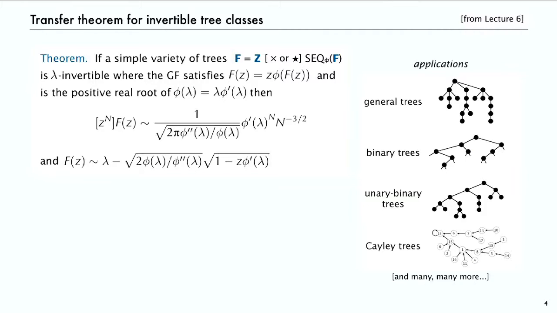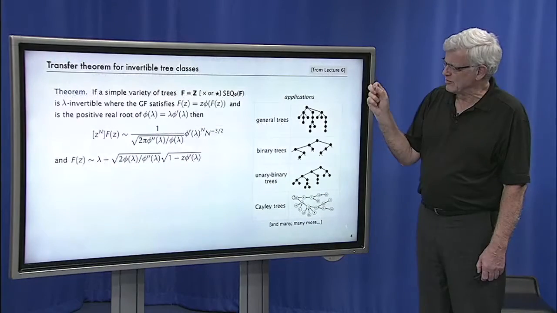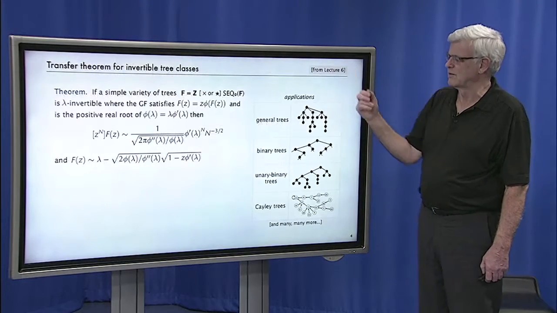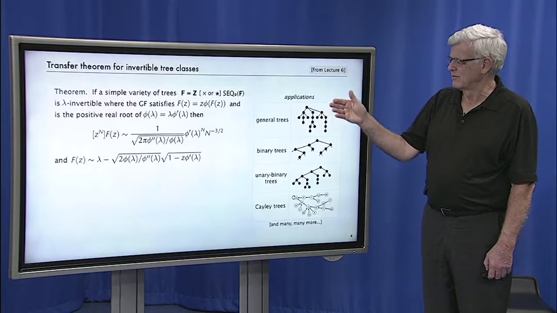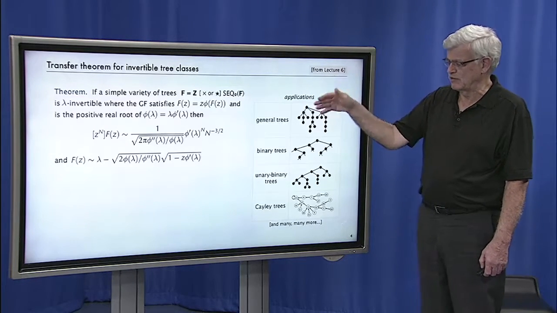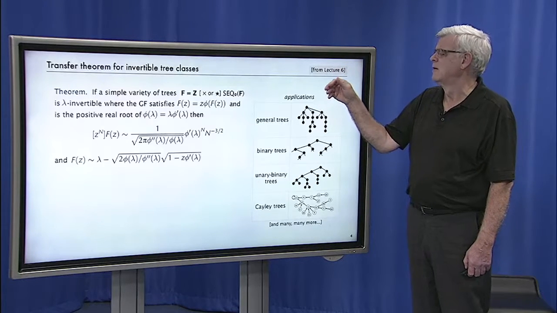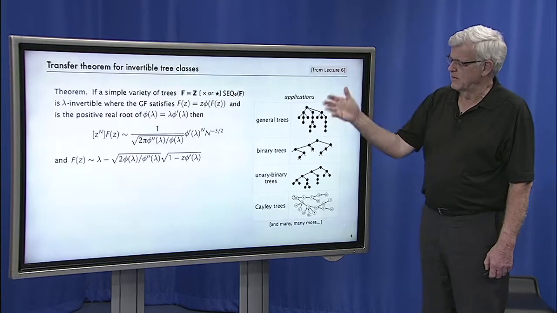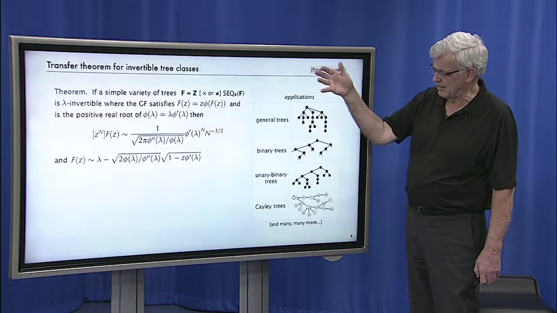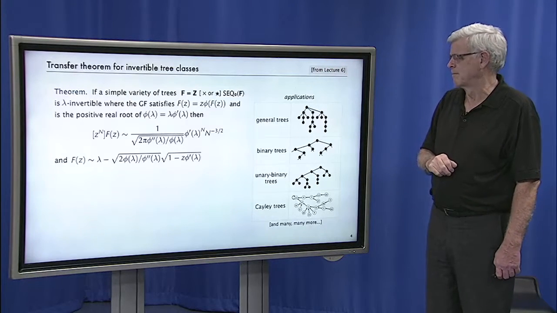Lambda is the root of this equation: phi of lambda equals lambda times phi prime of lambda. So if we have that value lambda, then we have the coefficient asymptotics and the function phi. First of all, the exponential growth is just phi prime of lambda to the n. And then the constant is a simple calculation involving the second derivative evaluated at lambda.